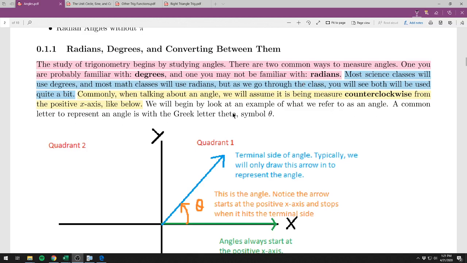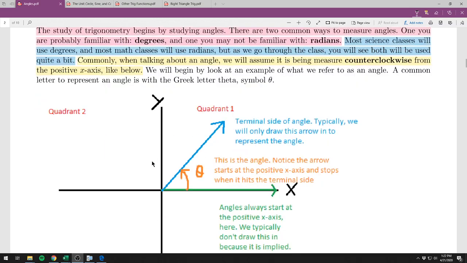All right, now throughout this class, when we are referring to an angle, we want to have a visualization, and that visualization I have depicted down here. Right. So when we're talking about an angle, what we want to think about the angle as is being measured counterclockwise from the positive x-axis, like below. So I have quite a bit here written out. The common letter that we tend to use to represent an angle is the Greek letter theta. Looks like a 0 with a line in the middle.